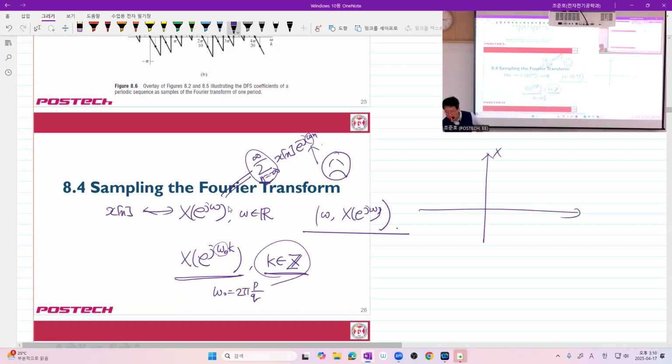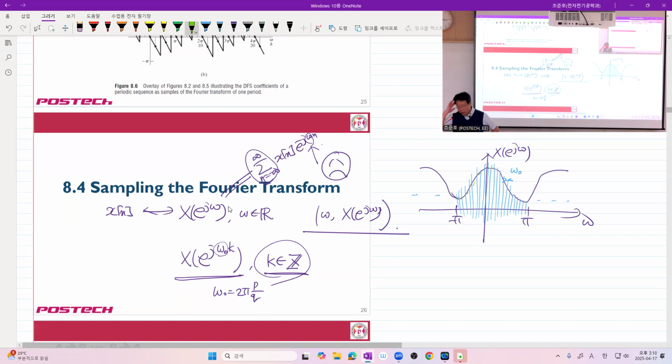For example, let's say this is the original DTFT of some signal. Now, what you do is you choose some small interval, which is a rational multiple of 2 pi, and then you evaluate, and you have repeating values, right? So now the question is, how can you obtain these values? Using DFT.